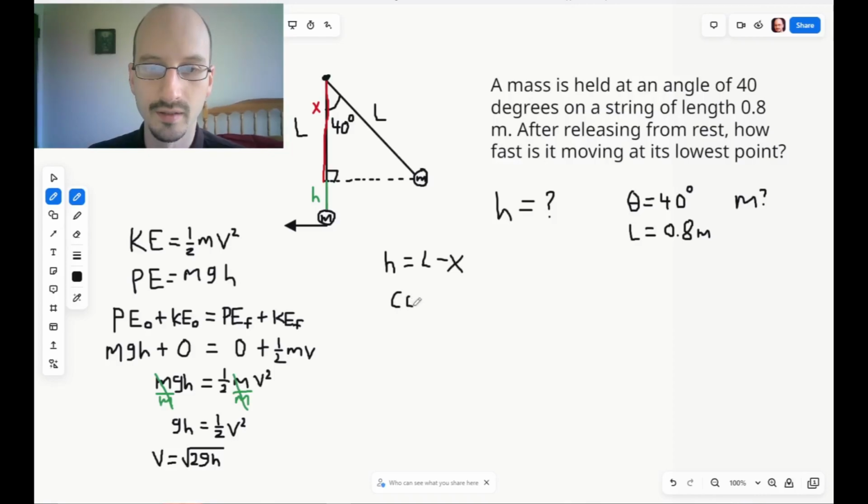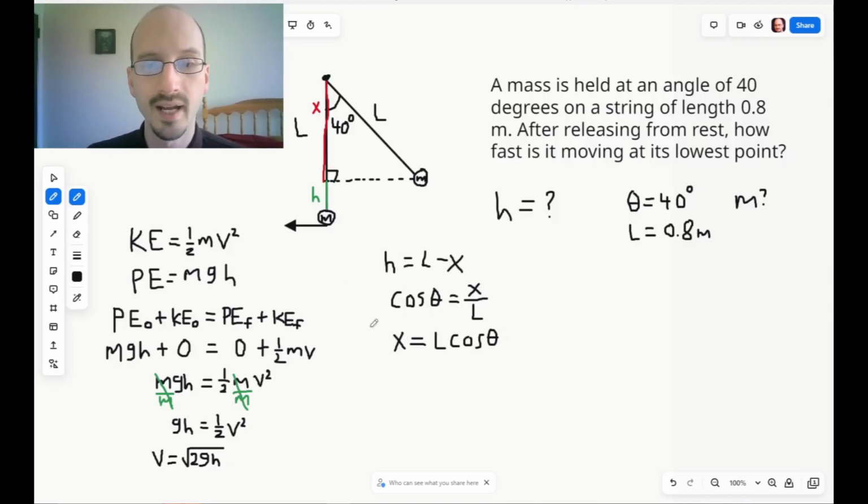Well, the cosine of the angle, and I'm just putting theta here, not 40 degrees, because it's good practice to use symbols while doing a problem, and then plug in the numbers at the end. The cosine of the angle is equal to the adjacent side, which is x, divided by the length of the string. And we're looking at this length right here, the hypotenuse of the triangle. So if we solve for x, we get x is equal to L times cosine theta.